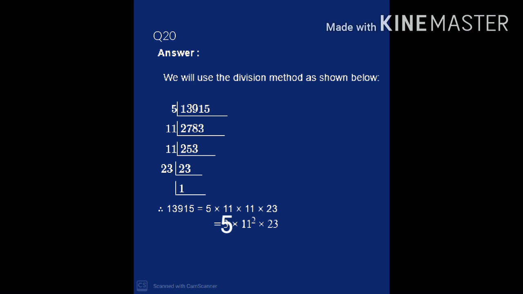13,915. We will be using the division method, and since the last digit is 5, it is divisible by 5. We are getting 2783, which is divisible by 11. We are getting 253, which is again divisible by 23. You remember the prime numbers between 100 and 400, we had practiced it. So we are using the numbers after checking the divisibility. We got 23, and the prime factorization of 13,915 can be written as 5 into 11 into 11 into 23, which is 5 into 11 to the power 2 into 23.